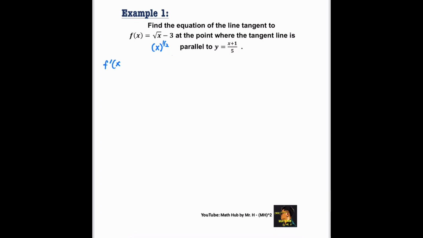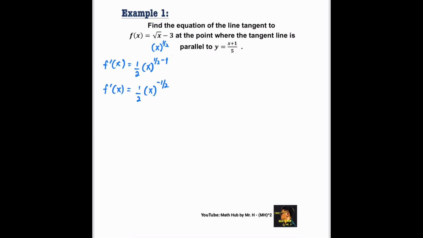So f prime of x equals, we will be using the power rule here. So we bring down 1/2, copy x, and then for the exponent, we'll have 1/2 minus 1. And for the second term, which is a constant, the derivative of any constant is 0. Then we simplify this. So f prime of x equals 1 over 2 times x to the power of negative 1/2.